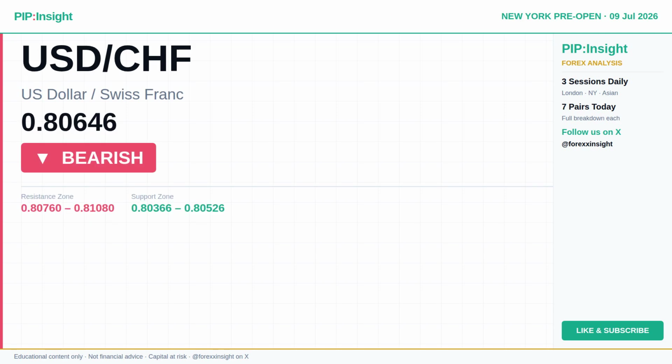Dollar Swiss. The chart is showing tentative bearish structure on this session. The 1 hour is also pointing lower. Resistance is marked between 0.8076 and 0.8108. Support is marked between 0.80366 and 0.80526. Here is the full chart breakdown.